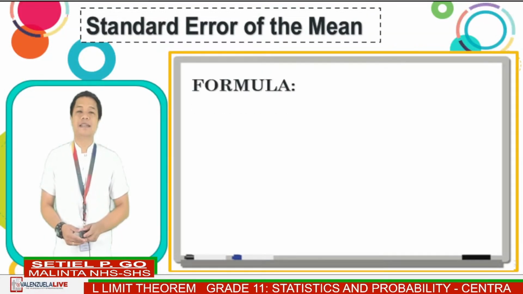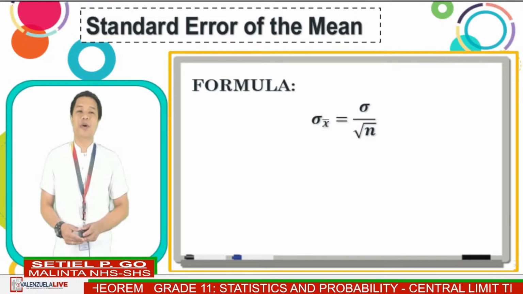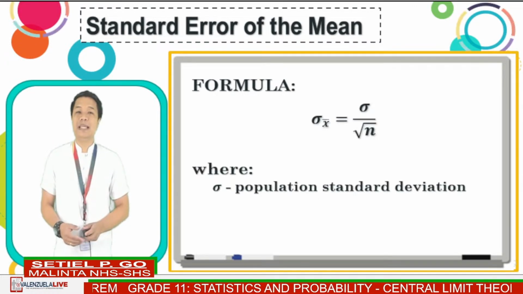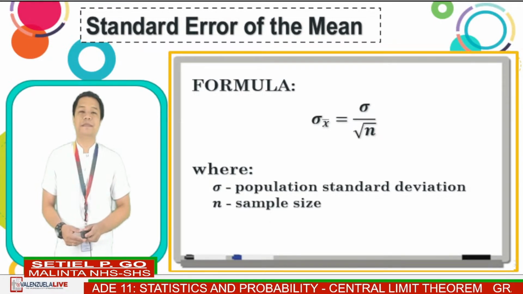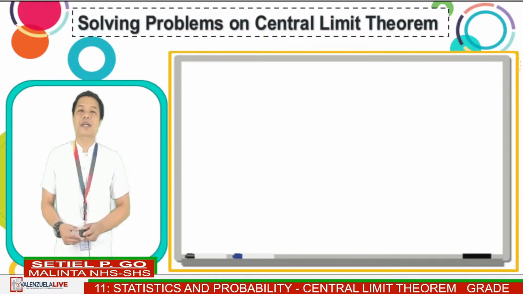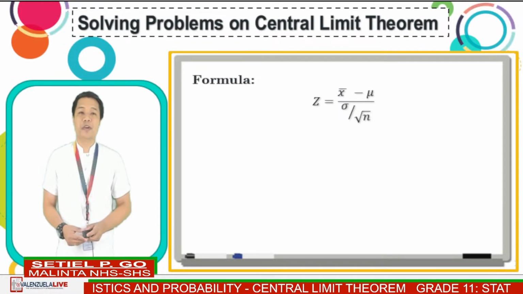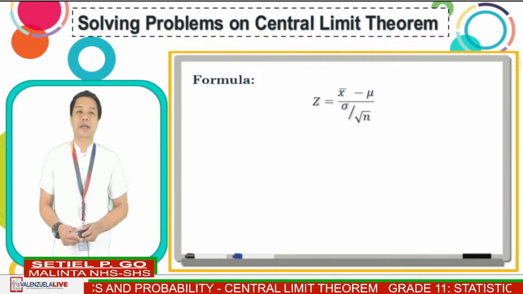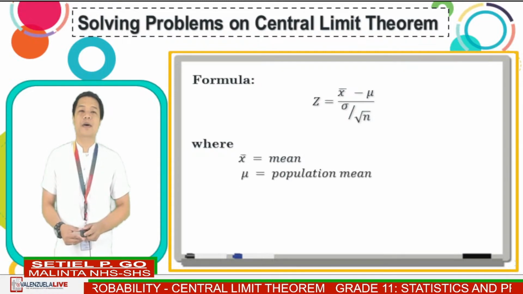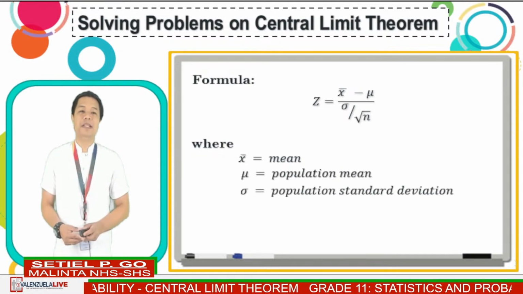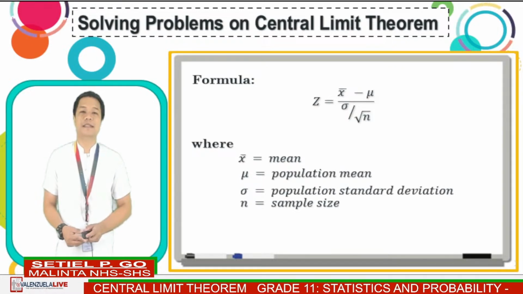So the formula for the standard deviation will be the standard deviation over the square root of n, wherein the population standard deviation and n is the sample size. Solving problems in central limit theorem, you're going to use the formula of z, which is equal to the sample mean minus the population mean all over the population standard deviation divided by the square root of the sample size.